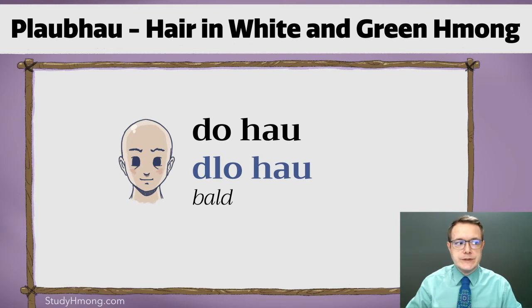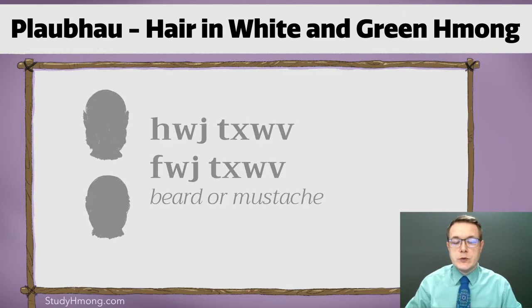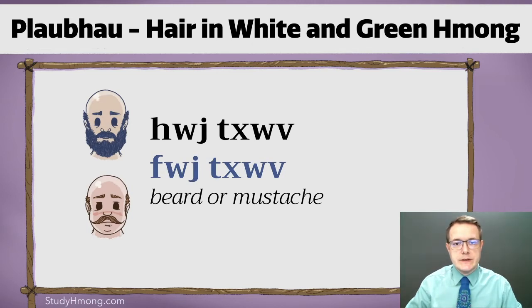For a bald person, for baldness, we would say da hao in white Hmong, and then in green Hmong we would say gla hao, and that is bald. The word for beard and the word for mustache are the same word. In white Hmong, that word is pronounced hu zi, and in green Hmong, fu zi. So we could use that word to refer to a beard or a mustache.